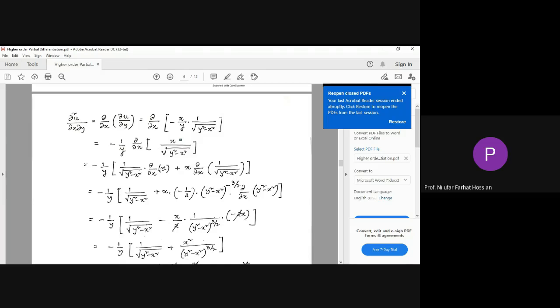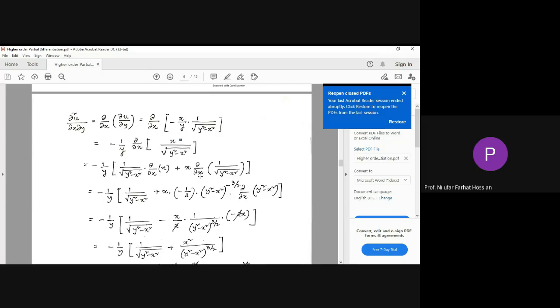So del x of x is simply 1, so it will be 1 by root over y square minus x square, and here x into del x of this. So here this whole thing y square minus x square should be treated as single x because your partial derivative is with respect to x.